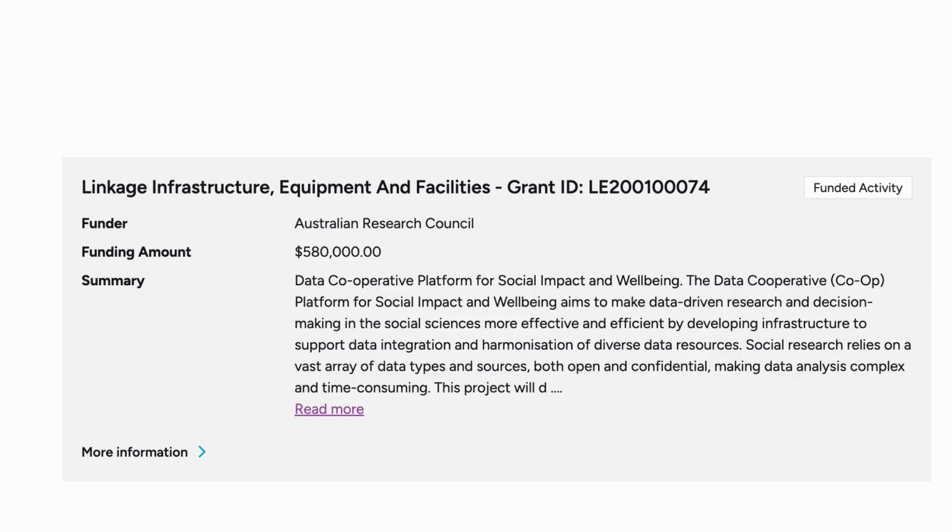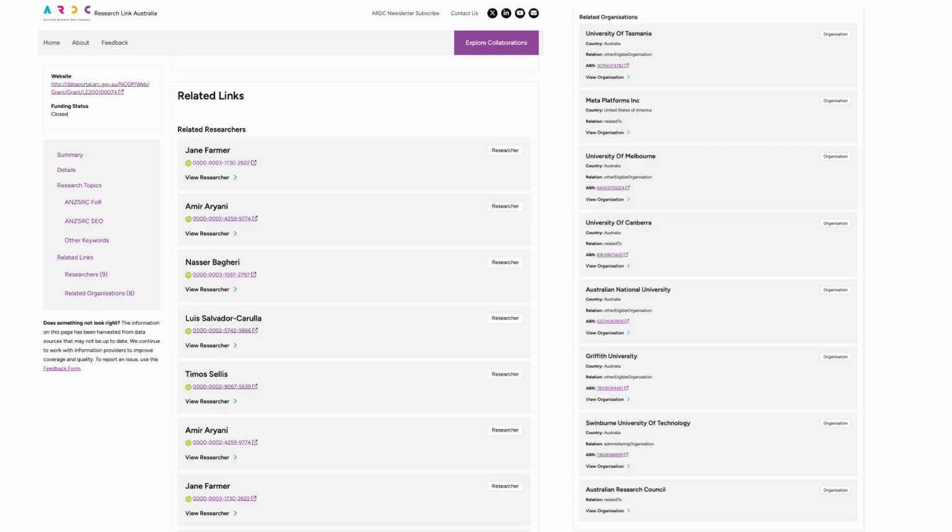So for a given project, like this is one of my own projects, so I thought that's probably a good example. We can see this is funded by the Australian Research Council, and then we can see there's a list of researchers with their ORCID that connects to this project. And on the right side, I have a screenshot of the related organizations who are participating in this project.